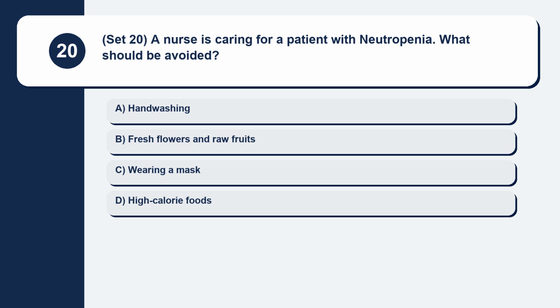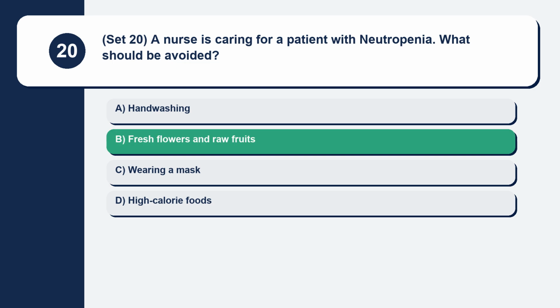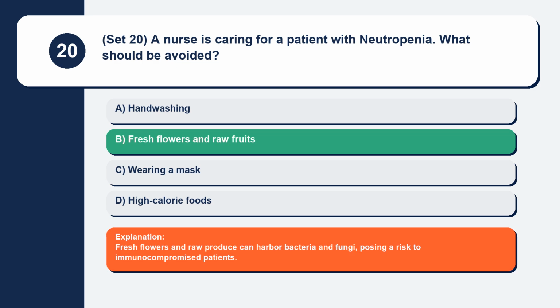Question 20. Set 20. A nurse is caring for a patient with neutropenia. What should be avoided? Hand washing, fresh flowers and raw fruits, wearing a mask, high-calorie foods. Fresh flowers and raw produce can harbor bacteria and fungi, posing a risk to immunocompromised patients.